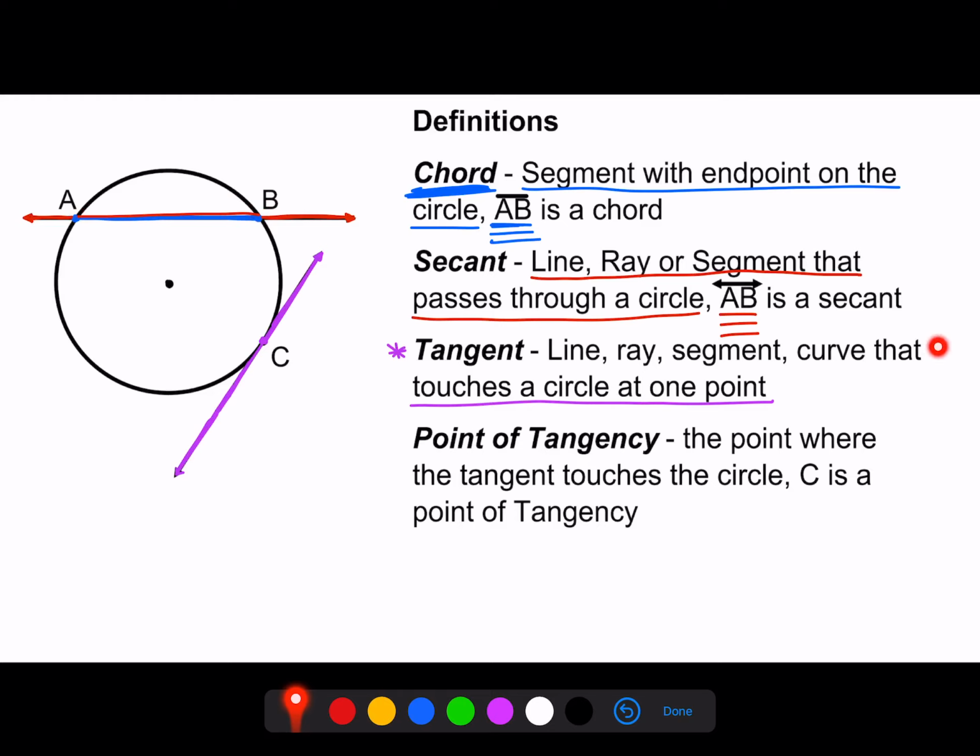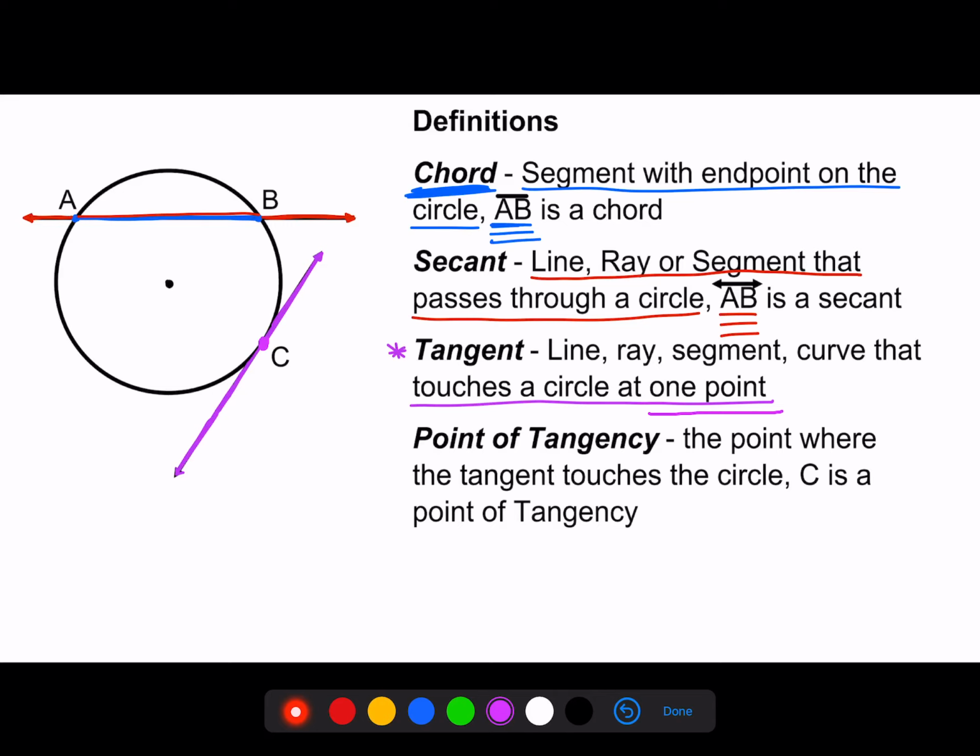Next, tangent, a very important one that you should know. Tangent will be playing a key role in calculus for you down the road. It's also a very good trigonometric function for us to know. A tangent is a line, ray, segment, or curve that touches a circle at one point. As we can see here, this purple line touches our circle just at one point and then continues on. Tangents will only touch at one point. They will not touch again. If they touch again, it won't be a tangent at all. It'd be a chord, because it'd have two points on there.